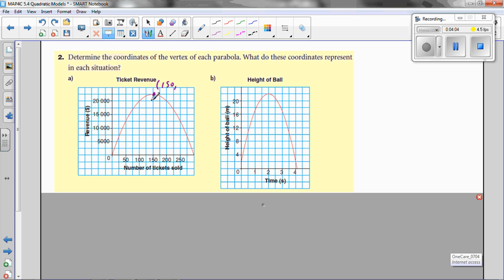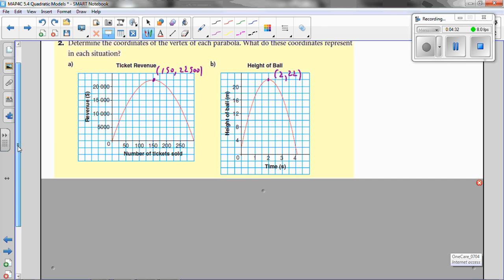So if I want to figure out what the revenue was, there's 20,000. Each square is worth 2,500, so this would be 20,000 and then 2,500, 22,500 altogether. The height of the ball over here, the maximum is when the time is 2, and the maximum height is, each square is worth 2, it looks like, so 2 more than 20, 22.